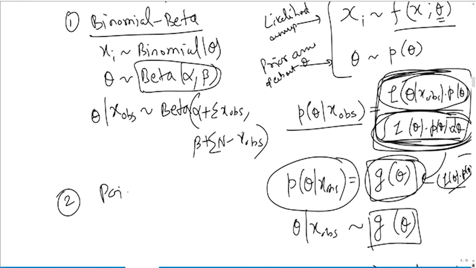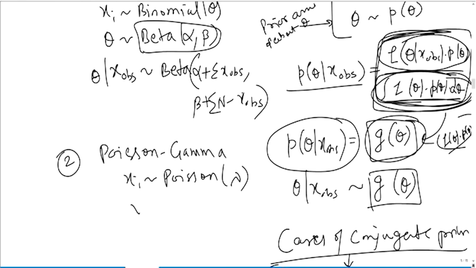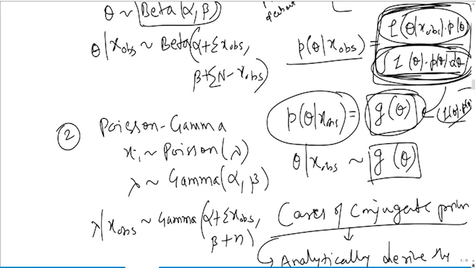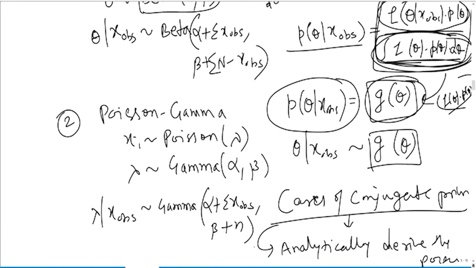Another case was Poisson-gamma. When you have a Poisson likelihood with underlying parameter lambda, and on lambda you have a gamma prior with shape parameters, let us say alpha and beta, in that case your posterior distribution of lambda given the data will be a gamma distribution with parameters alpha plus summation x obs and beta plus n, where n is the number of data points. So, we discussed a couple of examples, there are more.